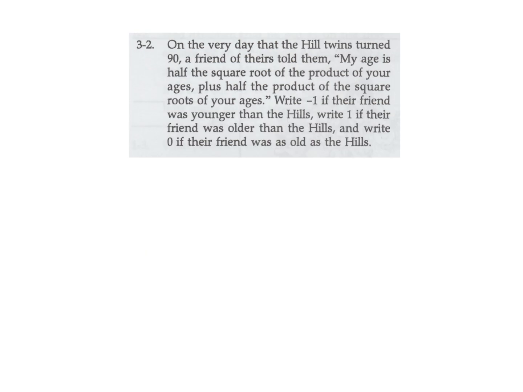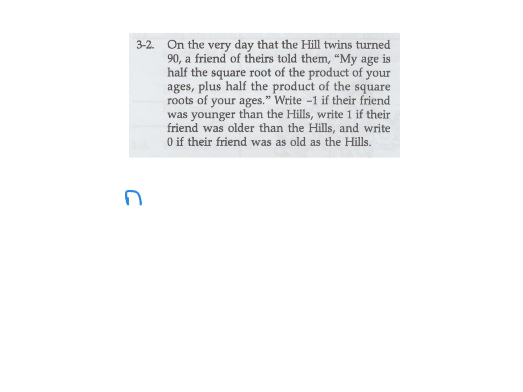On the very day that the Hill twins turned 90, a friend of theirs told them, "My age is half the square root of the product of your ages plus half the product of the square root of your ages. Write -1 if their friend was younger than the Hills, write 1 if their friend was older than the Hills, and write 0 if their friend was as old as the Hills."